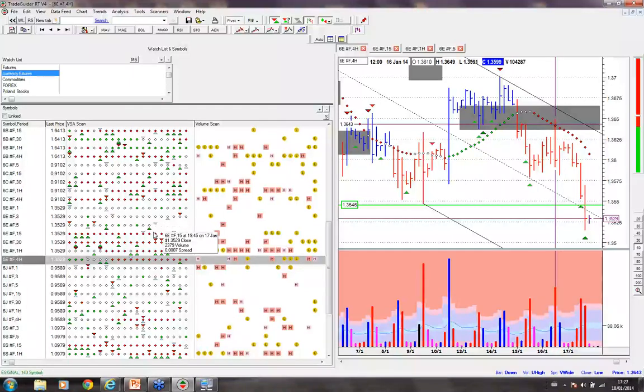Any questions about that setup, the upthrust in a downtrend? Any questions at all?